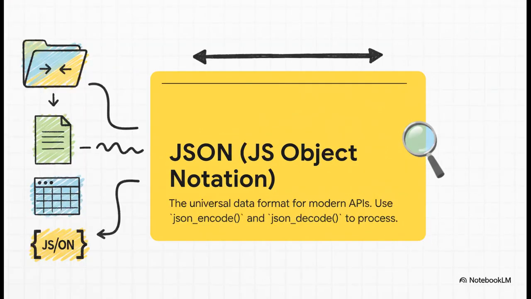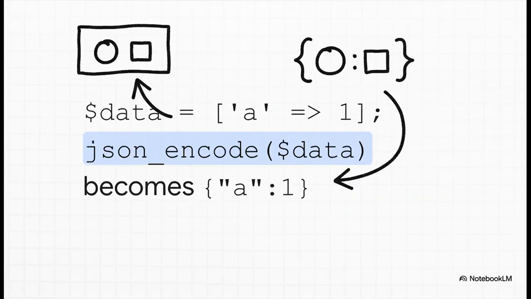Next up is JSON, or JavaScript Object Notation. And let me tell you, this is the universal language of modern web APIs. It's incredibly lightweight, it's easy for us humans to read, and it's a piece of cake for machines to parse. PHP support for it is just beautiful. With two simple functions, json_encode and json_decode, you can flip back and forth between PHP arrays and JSON strings effortlessly.